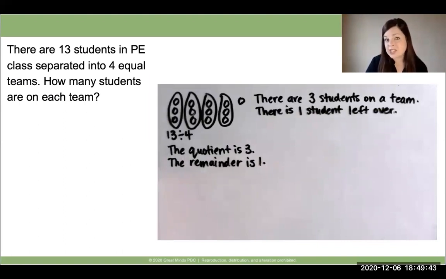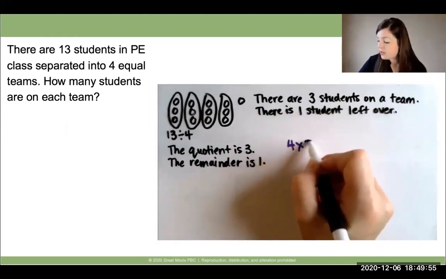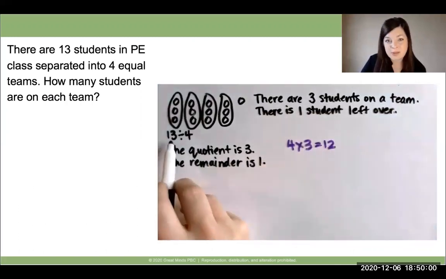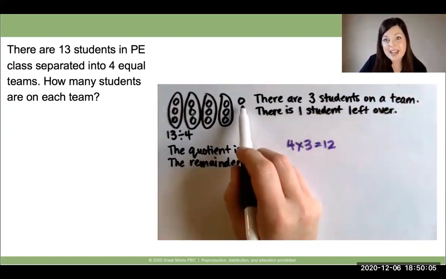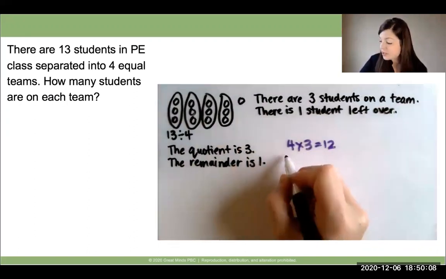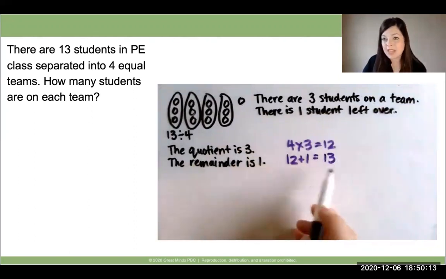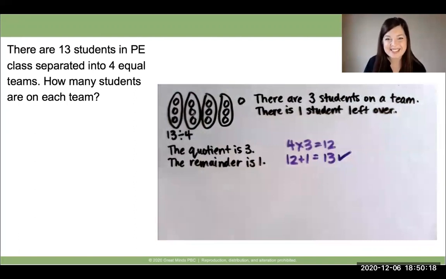Now, how could we use multiplication to check our division? Pause the video to talk out your thinking. You may be thinking, well, we could multiply 4 times 3 because we have 4 groups of 3. But that gives us 12, which isn't the total amount that we started with. So that doesn't really prove our answer is correct. But then we could add in that remainder, add that remainder to the product. 12 plus that remainder of 1 equals 13. And 13 is the total amount that we started with, so we are correct. Great thinking.